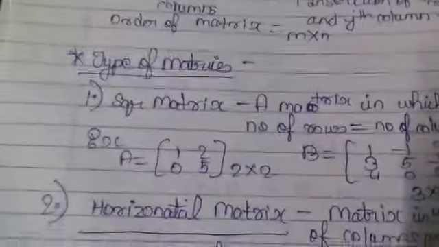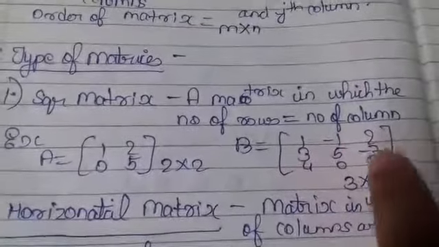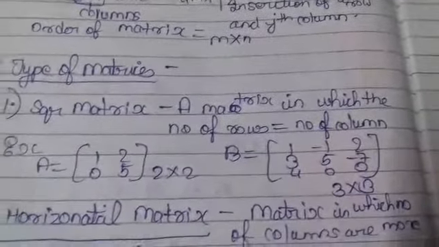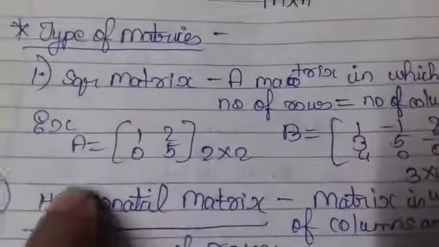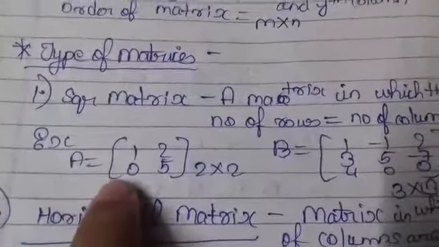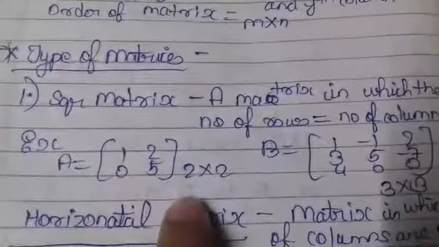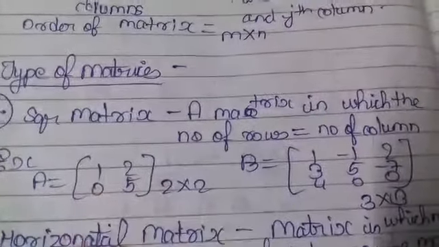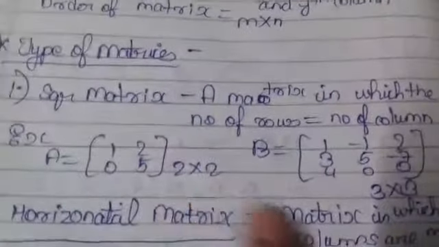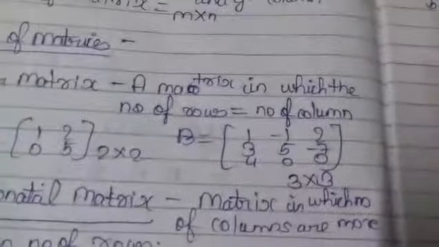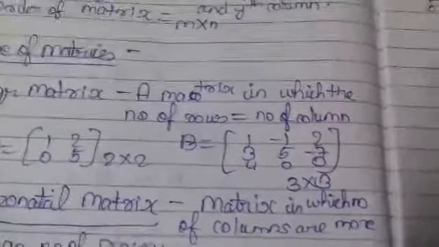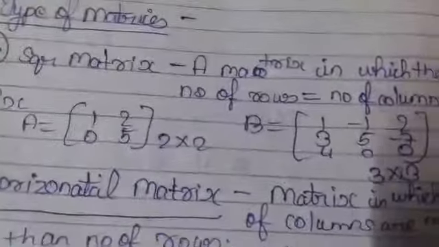Now we will understand the types of matrices. The first type is the square matrix, a matrix in which the number of rows is equal to the number of columns. For example, A is equal to 1 2 0 5. Here there are 2 rows and 2 columns, so the order is 2 into 2. Another matrix B is equal to 1 minus 1 2 3 5 minus 7 4 0 0, and it is a 3 into 3 matrix because there are 3 rows and 3 columns.